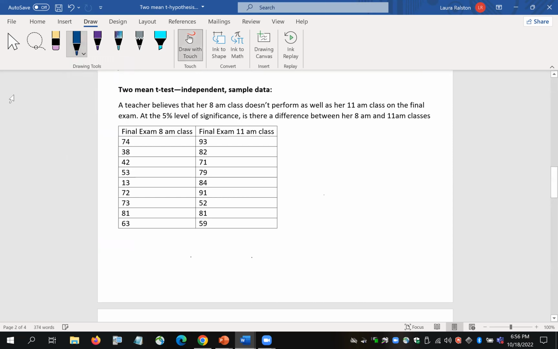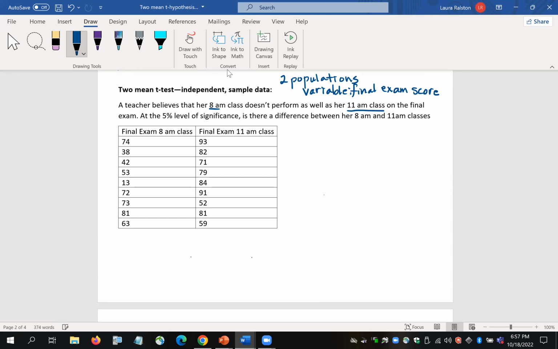again, you would have to recognize that this is a two-mean independent t-test. So think about it. You've got an 8 a.m. class and 11 a.m. class. If that's not obvious enough, you have a table with two columns. So again, I have two populations, and my variable is the final exam score.